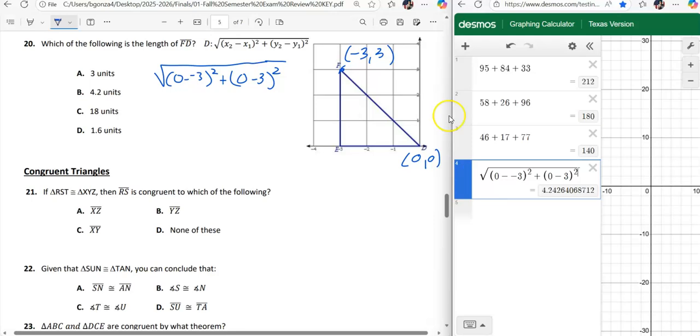All right. Type it all in. I end up getting 4.24, which is about 4.2, which is B. Okay. Just be careful with your negatives and subtracting signs.